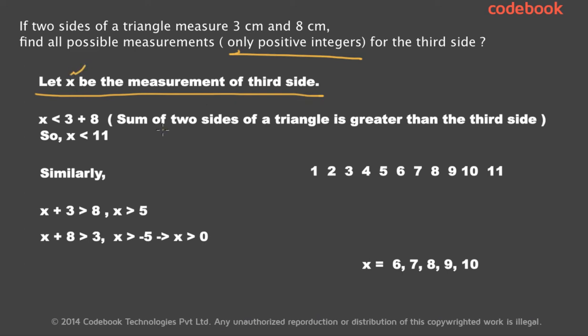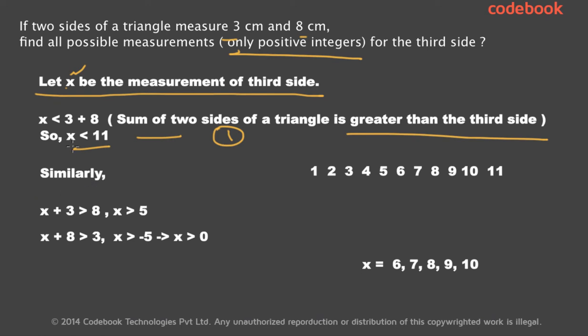We know from the inequalities of triangle theorem 3 that the sum of two sides of a triangle is always greater than the third side. So x should be less than 3 plus 8. 3 and 8 are two sides of the triangle. So the third side x should be less than the sum of these two sides. So x is less than 3 plus 8, which means x is less than 11. So we have one relation.